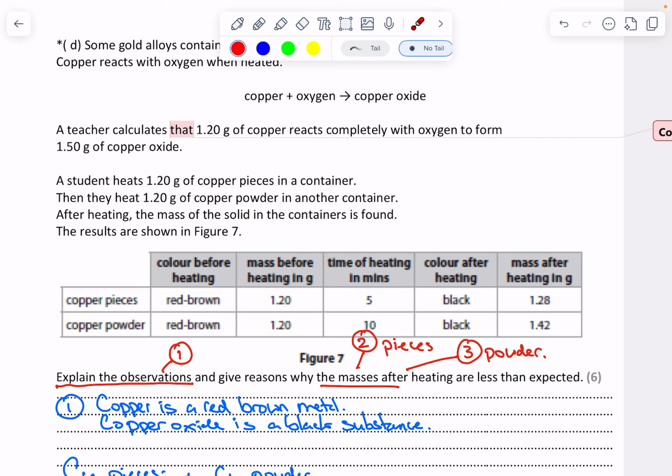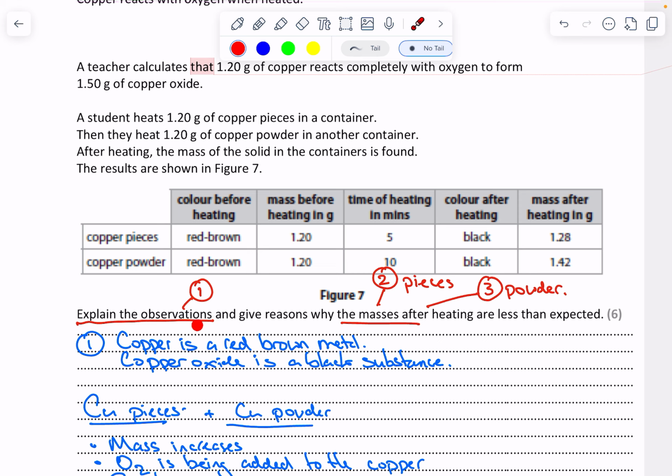So you can see that we've got this experiment, this reaction here, and the teacher says that 1.2 grams should form 1.5 grams of copper oxide. But in this experiment, we are actually producing less than 1.5 by the end. So the question says, explain the observations and give reasons why the masses after heating are less than expected.